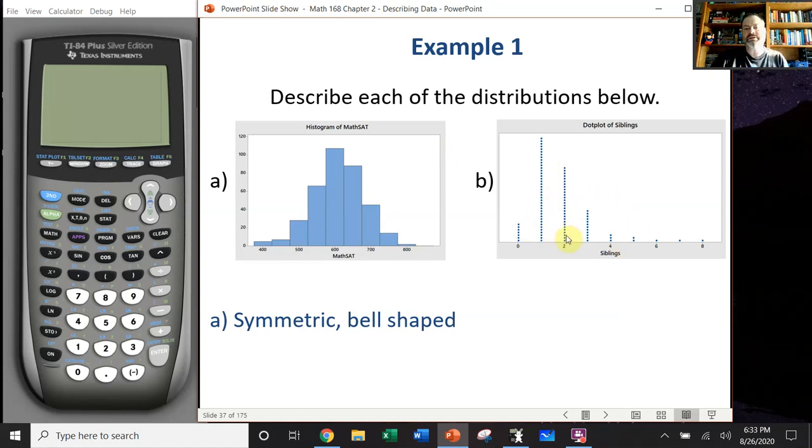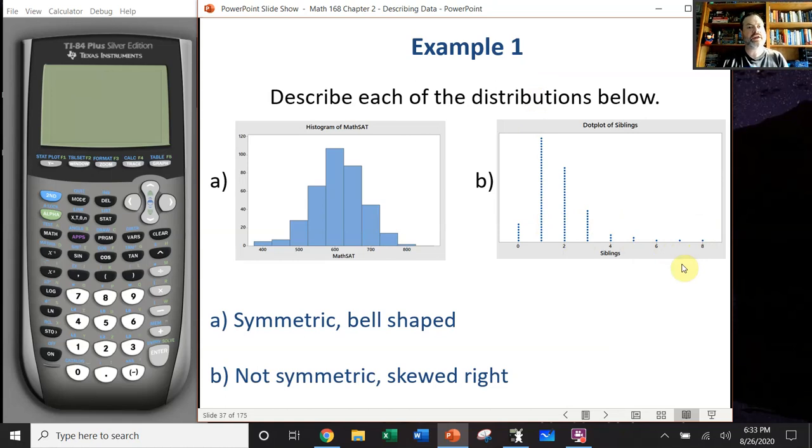Well, it doesn't look symmetric because we can see that there's nowhere you can draw a line and then fold up the edges to get them to match up. So that means it's skewed to the left or skewed to the right. Well, it's piled up here on the left, which means it's skewed to the right.